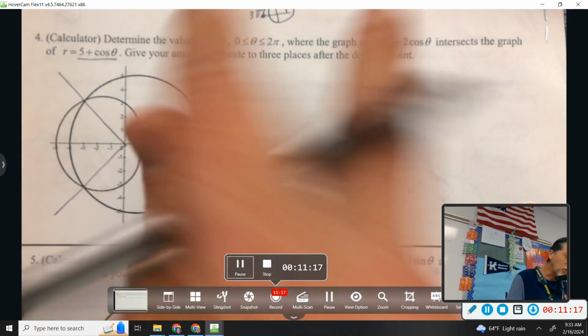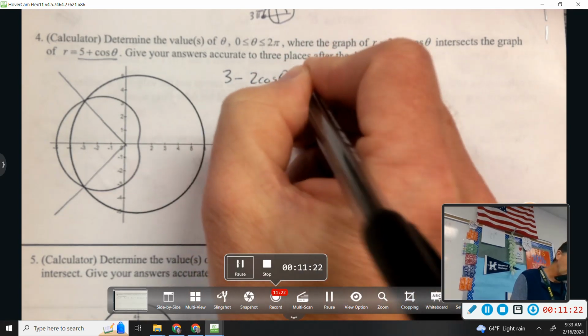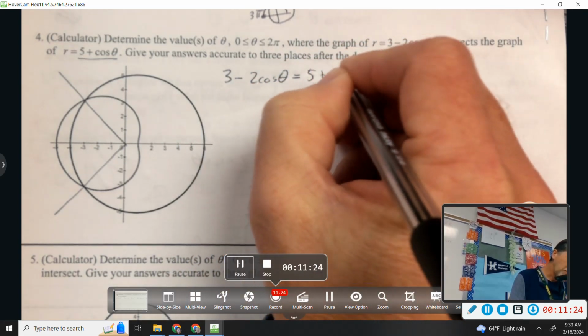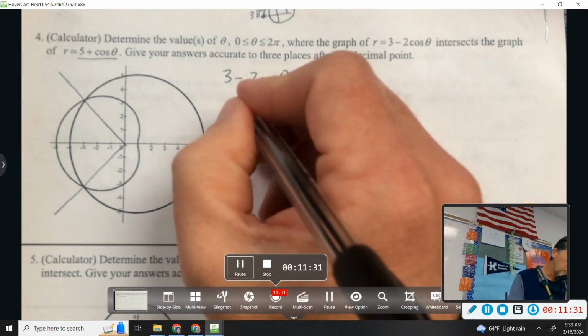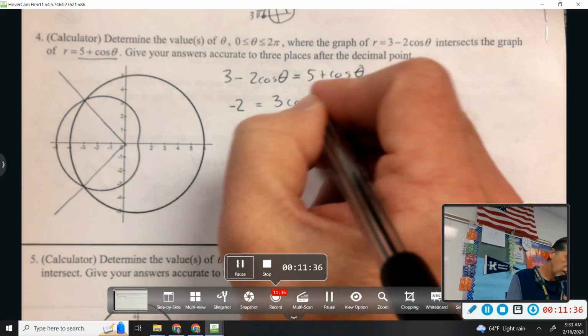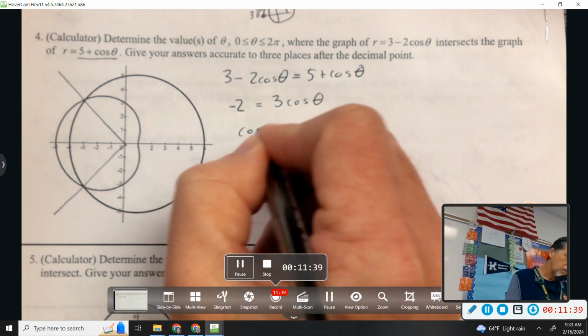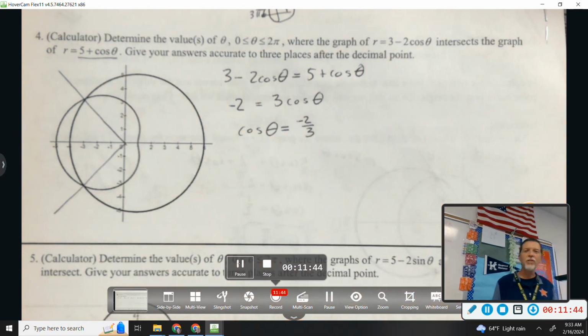Let's set the two r's equal to each other and see what happens. 3 minus 2 cosine theta equals 5 plus cosine theta. So let's move things around. So subtract the 5, move the 2 over. So cosine theta equals negative 2/3. That is not a unit circle value. So I do need an arc.